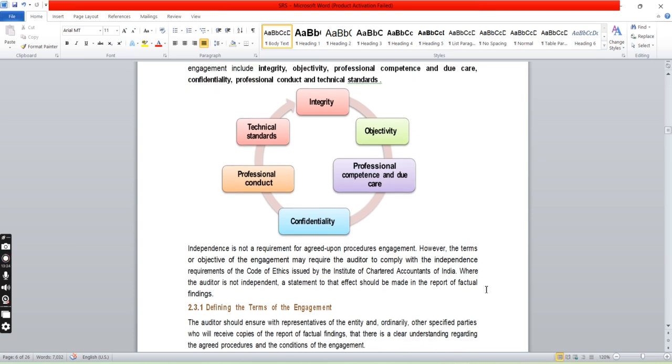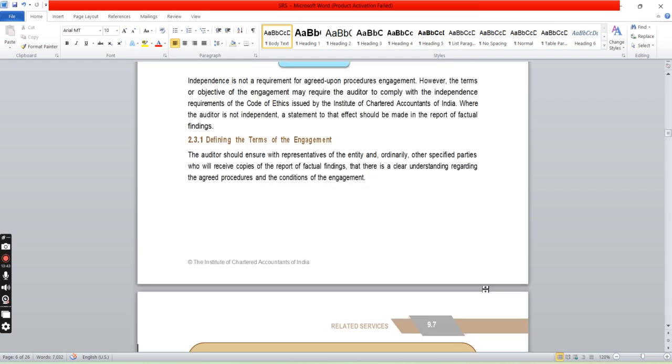Independence is not a requirement for agreed upon procedures. However, the terms or objective of the engagement may require the auditor to comply with the independence requirements of the code of ethics issued by the Institute of Chartered Accountants of India. Where the auditor is not independent, a statement to that effect should be made in the report of factual findings. Now you need to define the terms of engagement. The auditor should ensure with the representative of the entity, and ordinarily other specified parties who will receive copies of the report of factual findings.